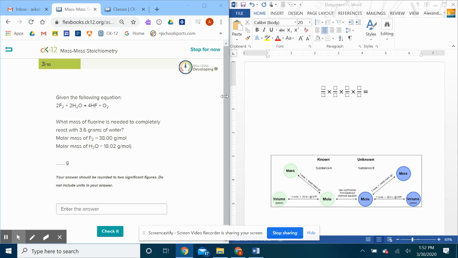All right, so we're going to run through another example for this mass-to-mass stoich. So here, given the following equation, here's your equation. What mass of fluorine is needed to completely react with 3.6 grams of water? Now, 3.6 grams of water, remember, this is our given. Here's our number. So that's the first thing that we're going to write in our fraction. 3.6 grams of H2O.